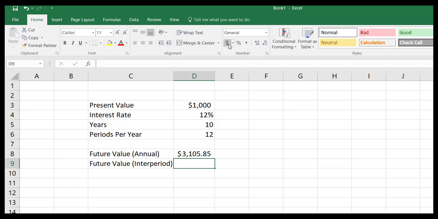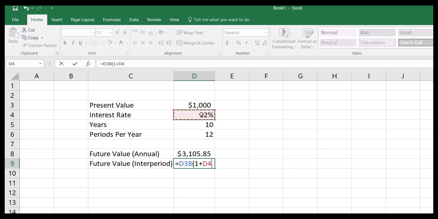Let's take a look at what happens if we use intra-period compounding, if we do the same thing. Now the trick here is we have to compound it for 120 time periods, but we can't use the full 12% interest for those 120 time periods. That would be the same as compounding it for 120 years. We're just doing 10 years, we're just doing it more often per year. So we'll type an equal sign, and again we'll click on the present value, the amount we're putting into the investment, an asterisk, and then a parentheses, and 1 plus our interest rate of 12%.